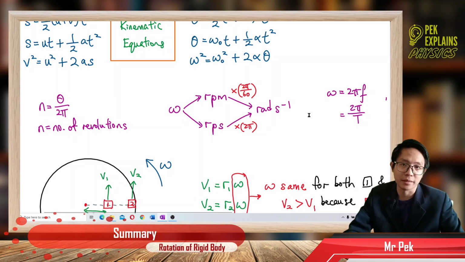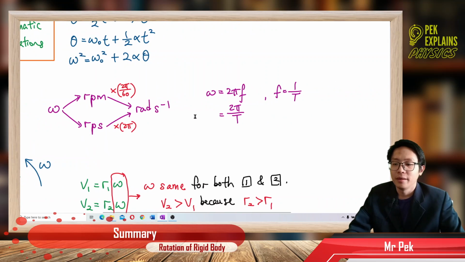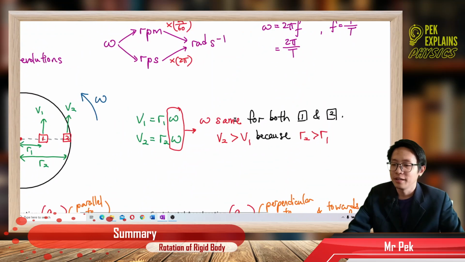You will get radian per second. For revolution per second, you just multiply by 2 pi, and you get radian per second. Okay, that's about omega. Omega also has another two formulas: omega equals 2 pi f, or 2 pi over period. Why? Because the frequency is actually 1 over period. You just substitute it in, and you get 2 pi over period, right?